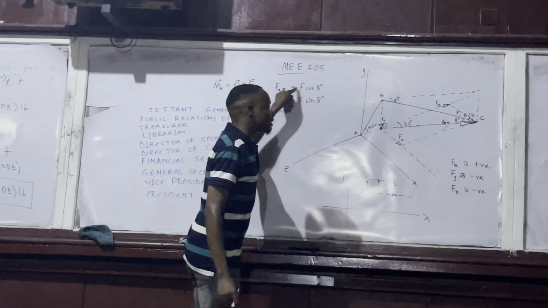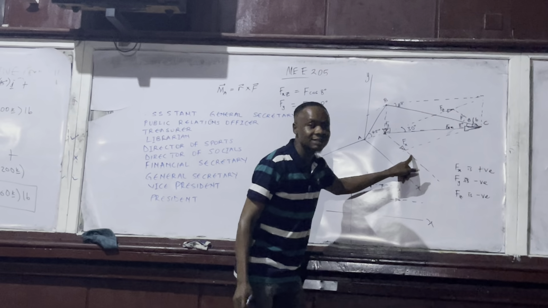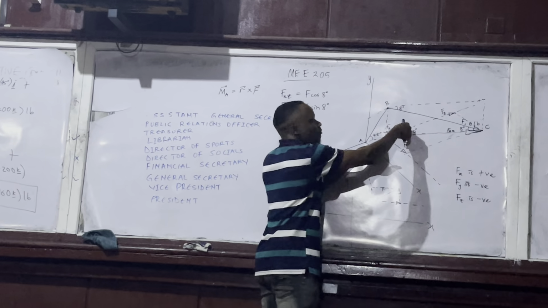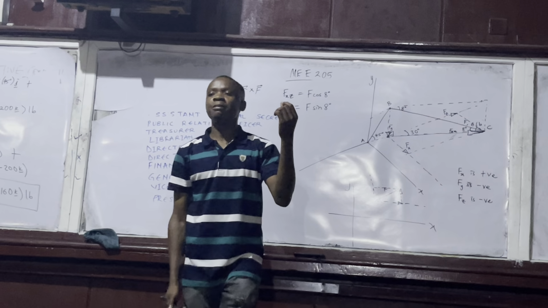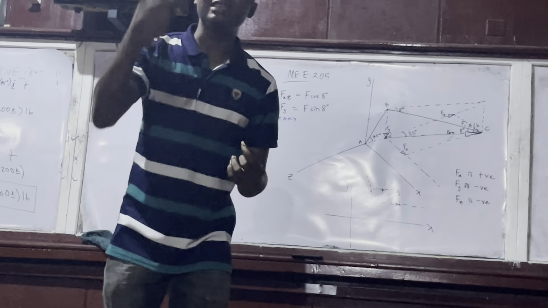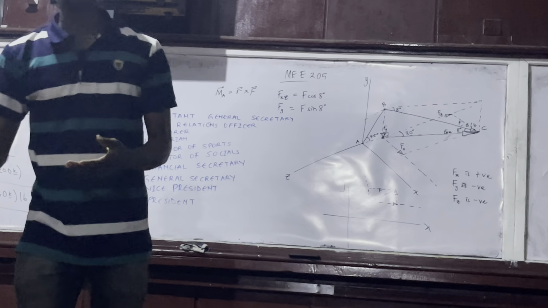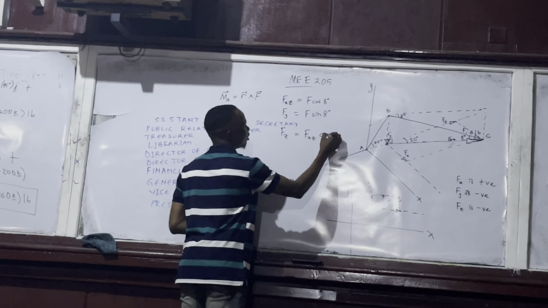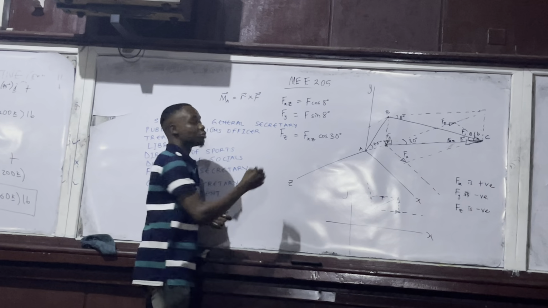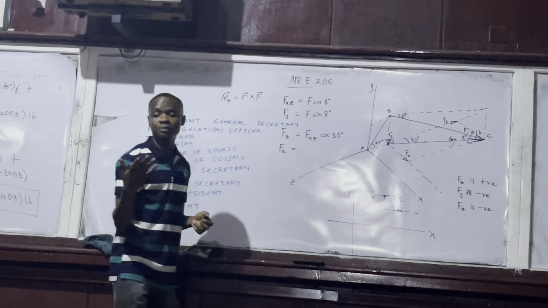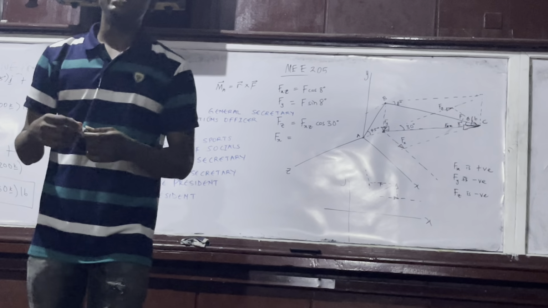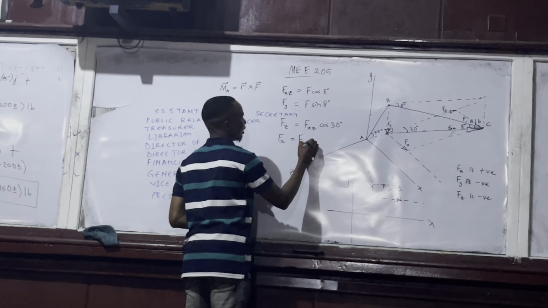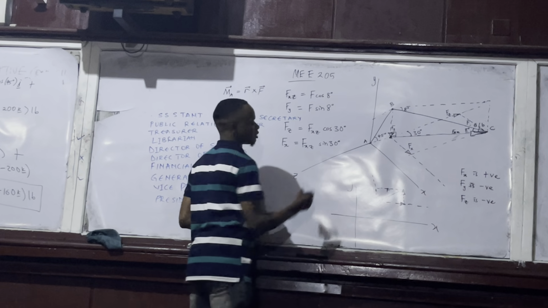It was this Fxz that we then resolve into X direction and Z direction. You can see our Fxz is making an angle of 30 degrees with the Z direction. That means our Fz will be Fxz cos 30 degrees. Are we together? So we can write that out. Our Fz will be Fxz cos 30 degrees. So what will be our Fx? Fxz sine 30 degrees. Is that very clear?